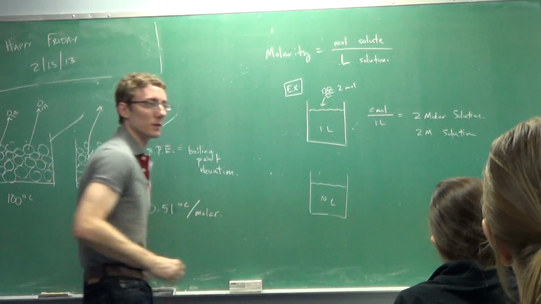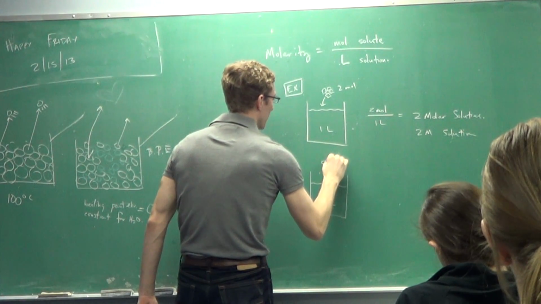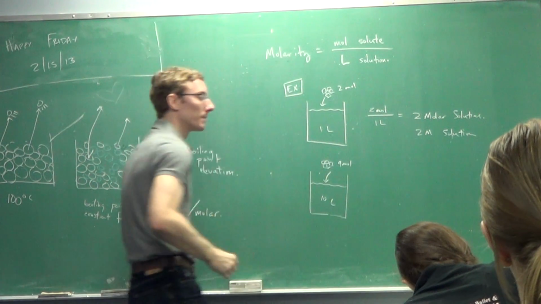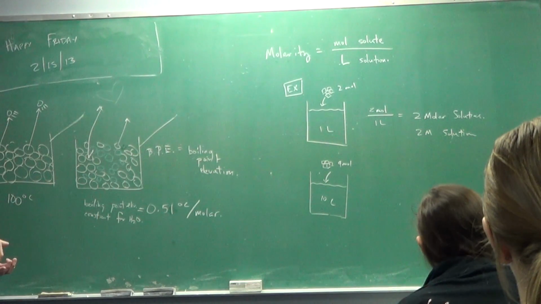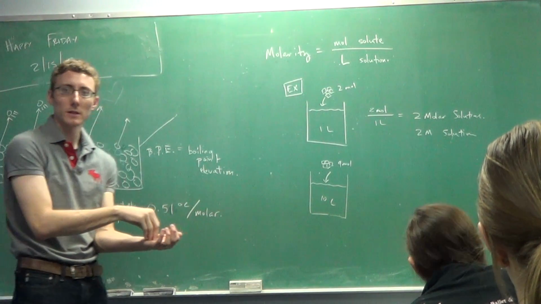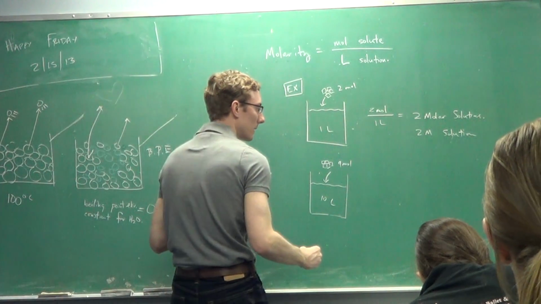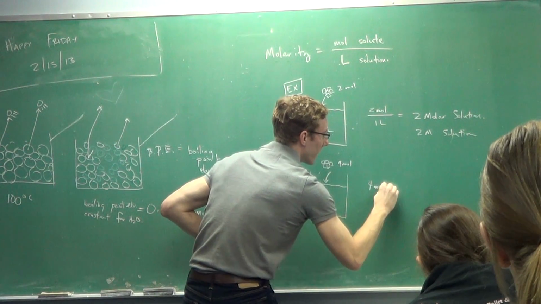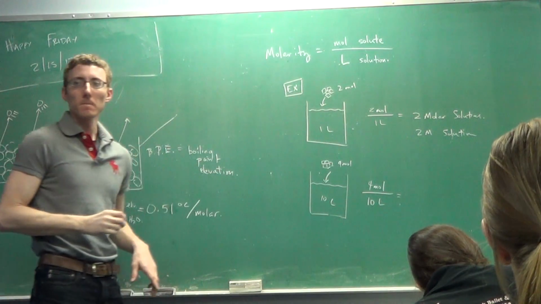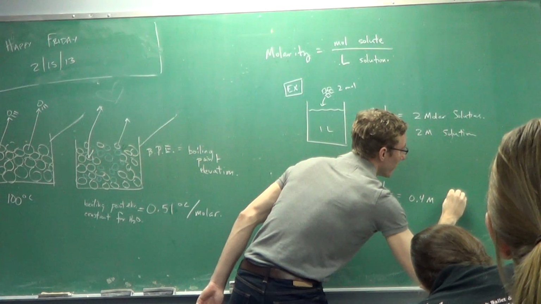What if we had 10 liters of solution? And what if we dropped, well actually, let's drop more than 2 moles. Let's drop 4 moles of solute in. So you weigh up the salt, you get 4 moles of salt. You can figure out how much a mole weighs by adding up sodium and chlorine's weight off the periodic table. And you drop 4 moles into 10 liters. Well, if you want the molarity, it's moles of solute, in this case 4, over liters of solution. If you take 4 divided by 10, that makes 0.4 molar.